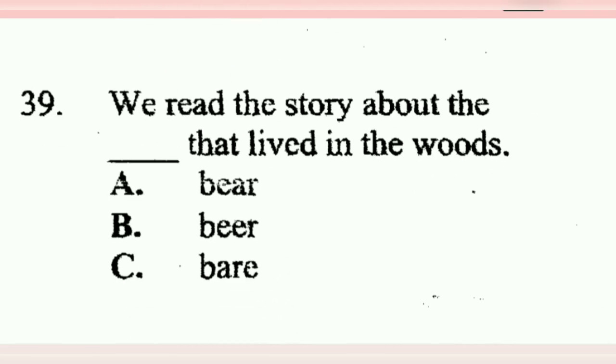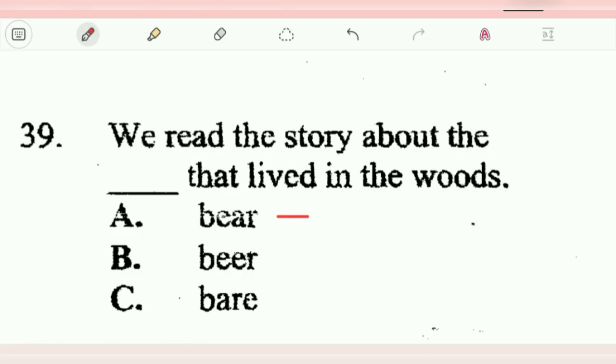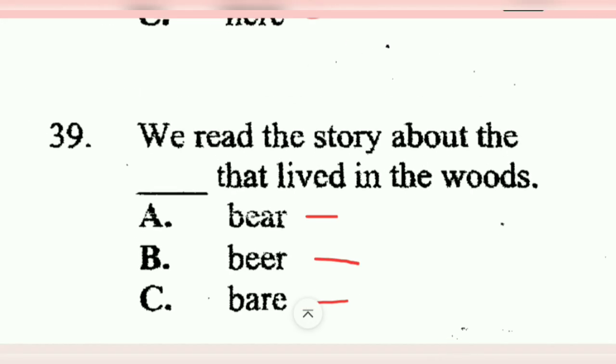39. We read the story about the blank that lived in the woods. So you have three bears to work with here. B-E-A-R is at A, B-E-E-R, and B-A-R-E. B-E-A-R is the animal. B-E-E-R is the drink. Ever hear them say, he loves to drink beer? And B-A-R-E is without, like you're walking barefoot without shoes. So which one would be living in the woods? It would be the B-E-A-R, the animal.